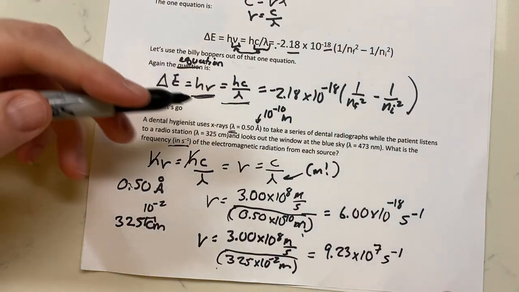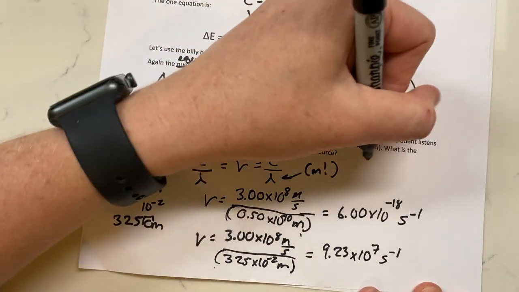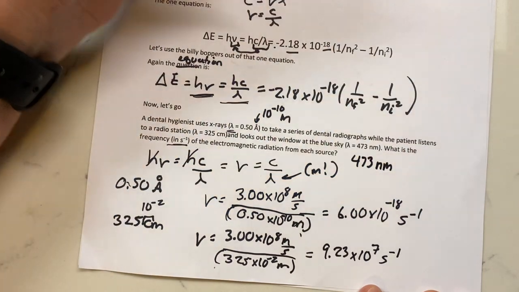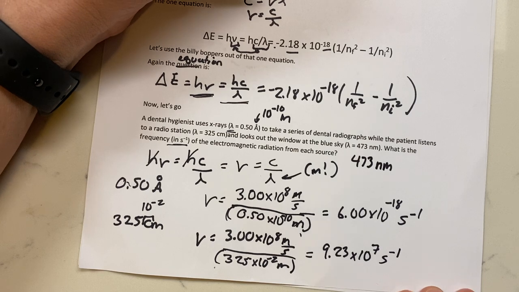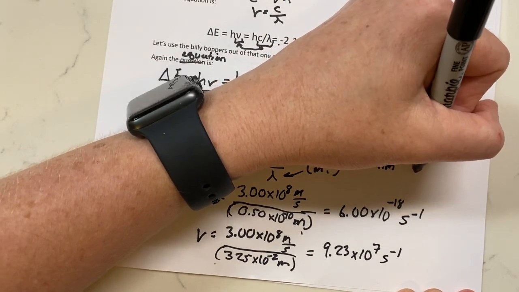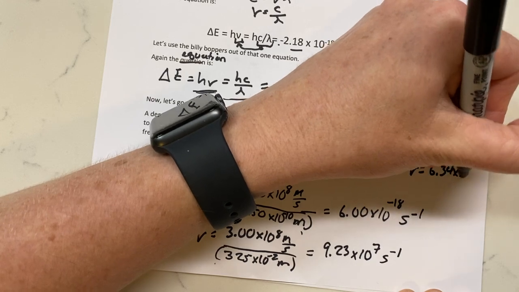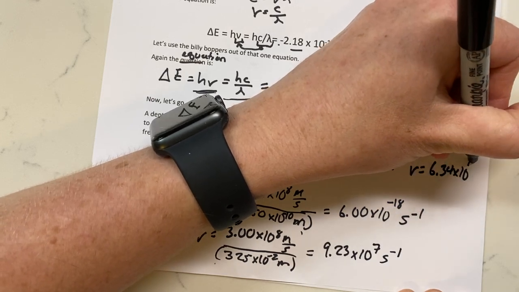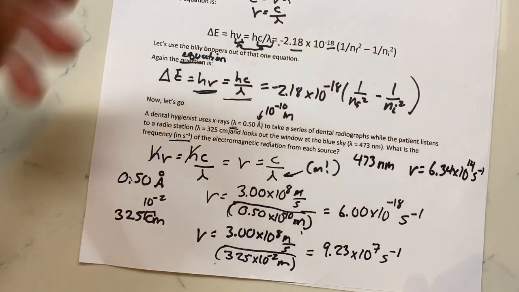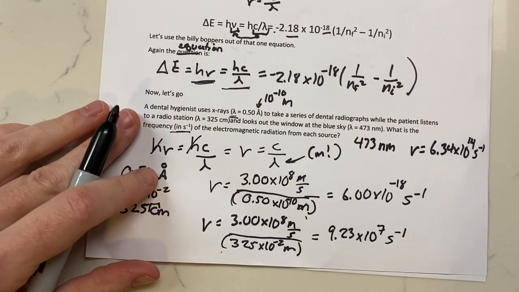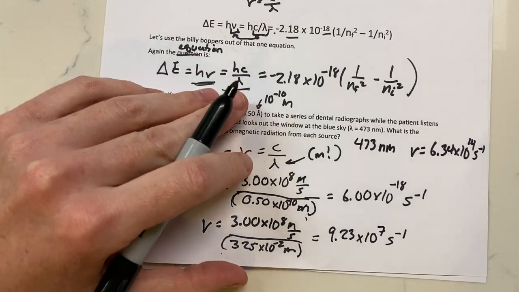All right, cool. So this one is 473 nanometers, which is 10 to the negative 9 meters. And if you calculated it out to find the frequency, you'll find that the frequency of this one is 6.34 times 10 to the 14 inverse seconds. Now those I actually had calculated. The rest of them I didn't calculate because I wanted to calculate them with you as we go.